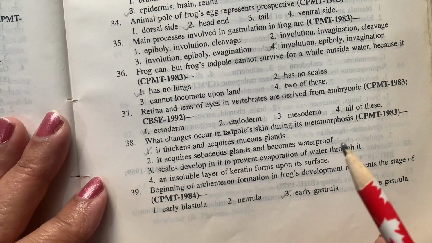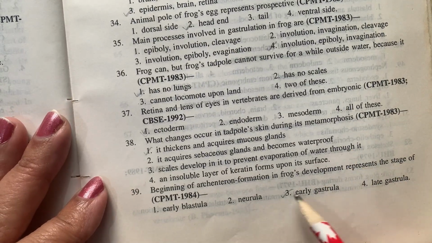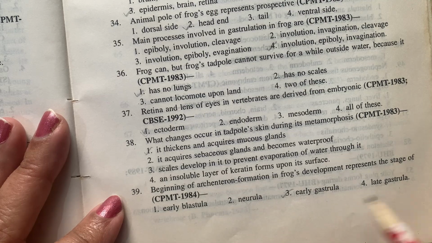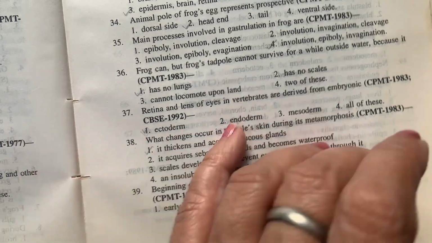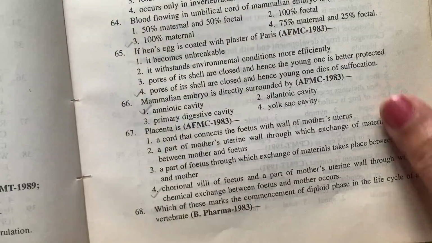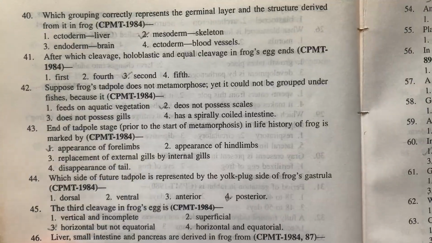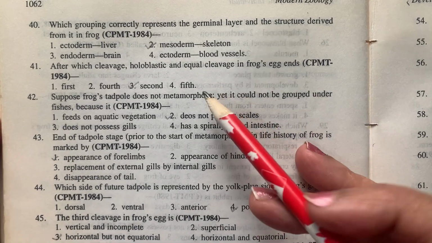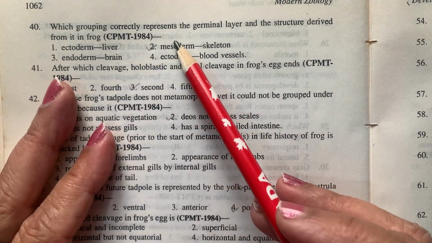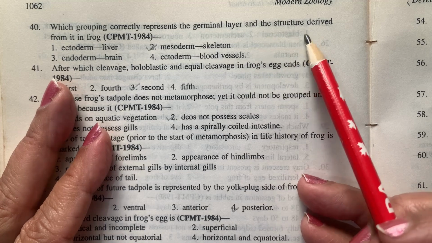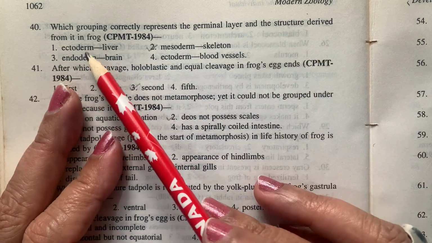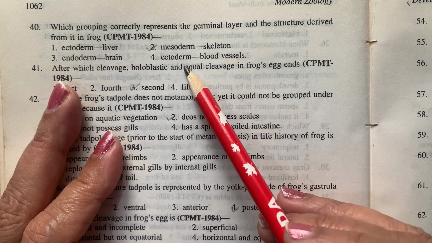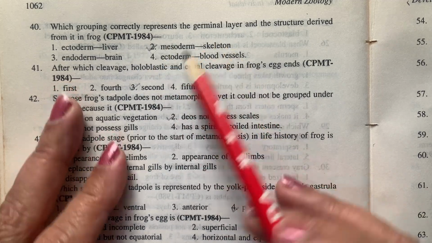Beginning of archenteron formation in frog's development represents the stage of early blastula, neurula, early gastrula, late gastrula. It is early gastrula, right? Which grouping correctly represents the embryonic layer and the structure derived from it in frog? Ectoderm, liver; endoderm, brain; mesoderm, skeleton; ectoderm, blood. It is the mesoderm, skeleton.